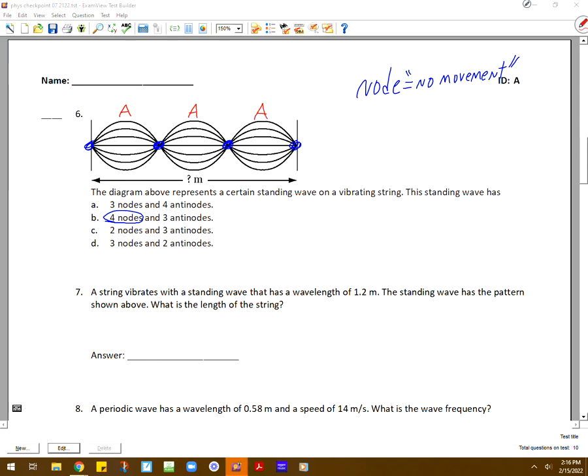I just remembered I've got this really cool wave machine that I need to get out, that you can make standing waves in real time. I'll get that out and show you this week. But that's our answer right there. Node includes the 2 ends right there.